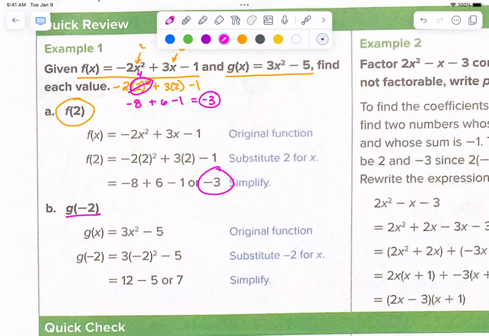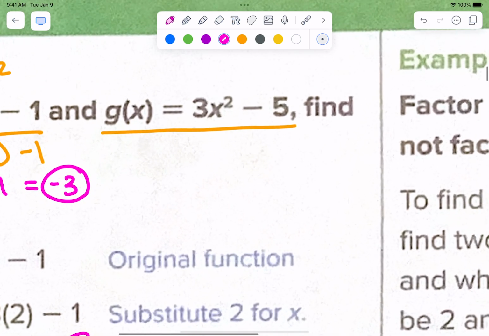All right, they want g of negative 2. You try this one. g of negative 2. 7. You cheated. No. Good job, Trevor. Okay. Negative 2, we square it first. How much is it?